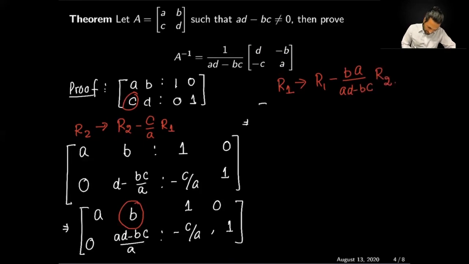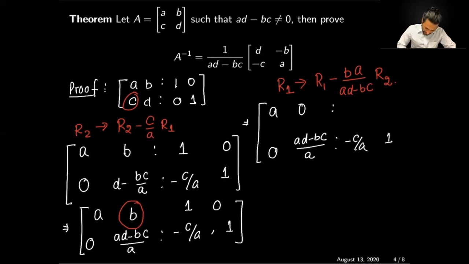So let's apply this operation. After applying it, I will get A here, 0 here, 0 here, and here will be AD minus BC divided by A. On this row, the minus C divided by A stays as it is, and the 1 stays as it is here. And that entry will be 1 minus BA divided by AD minus BC times minus C divided by A.